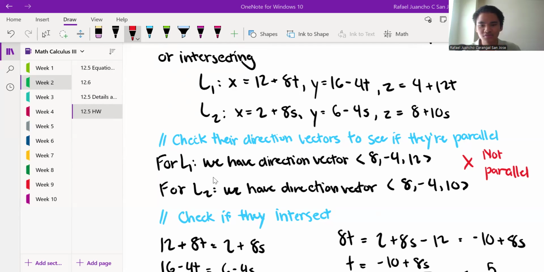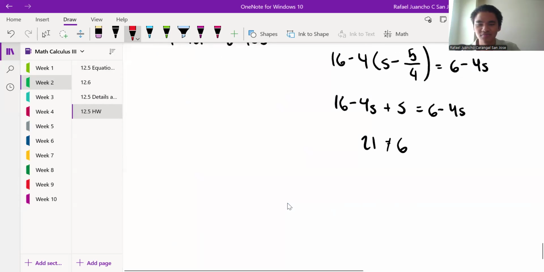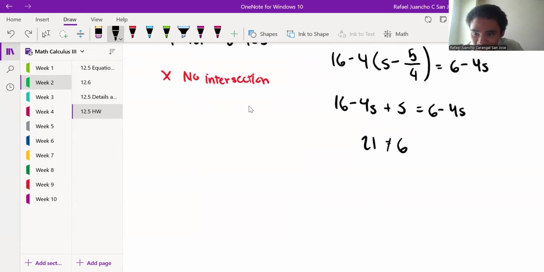Yeah, they don't intersect, surprisingly. So no intersection, because this immediately became 0, or it immediately became something that doesn't make sense. So if they're not parallel and they don't intersect, it means they're skew lines.